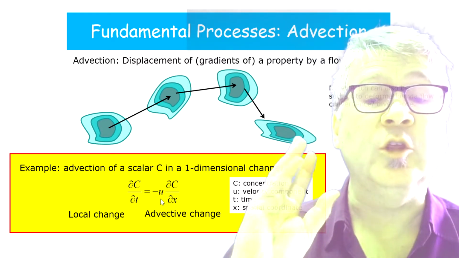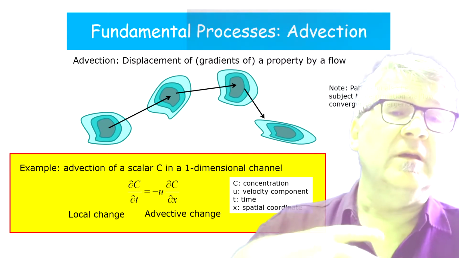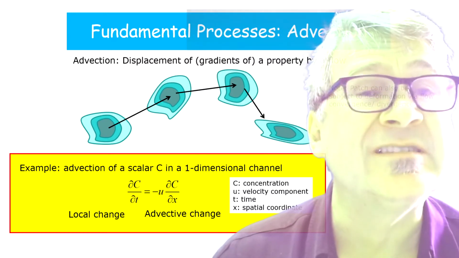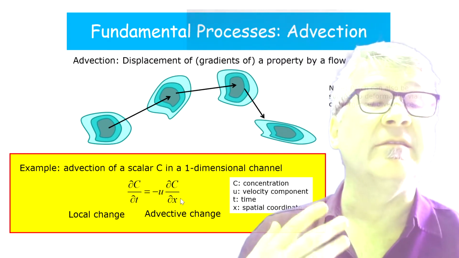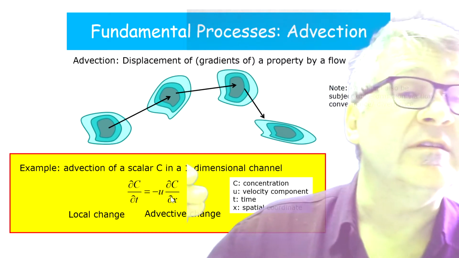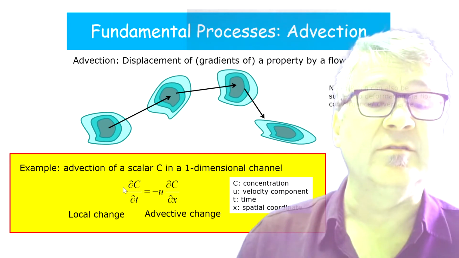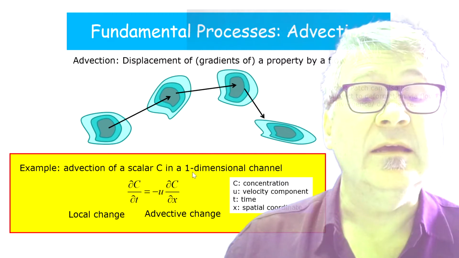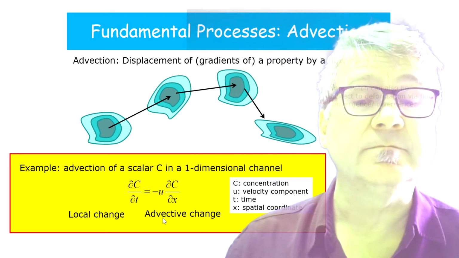There is a u, and u is the x component of velocity. It can be positive or it can be negative. Positive means the current is directed to the right, to the east. Negative means it's directed to the west. And the other part of the product is a spatial gradient of c. How does c change in the x direction?